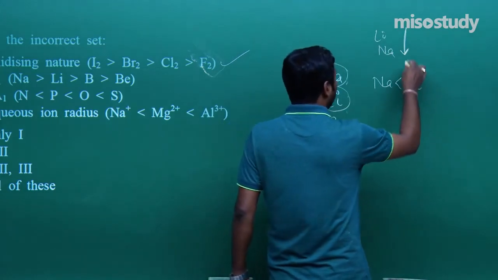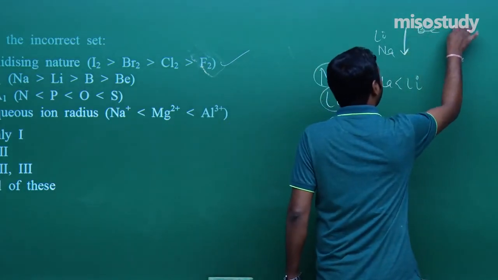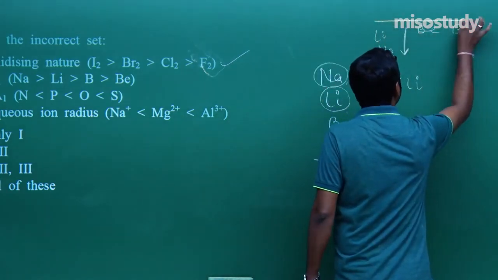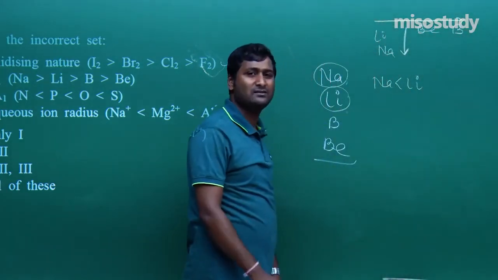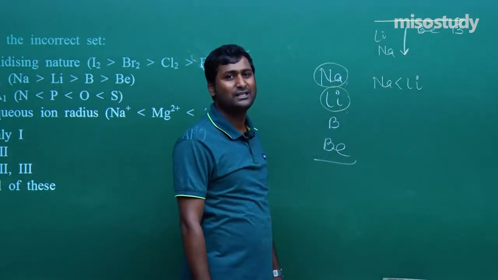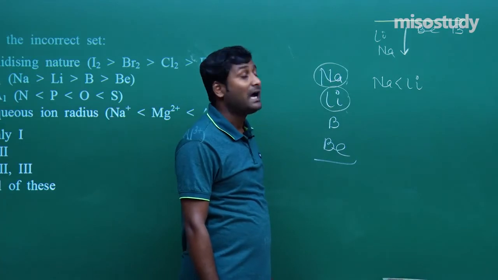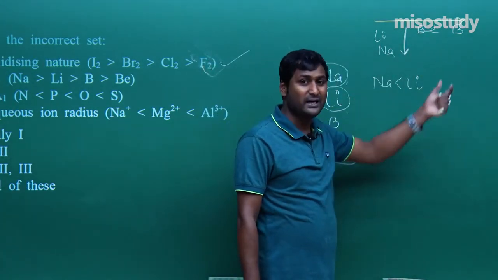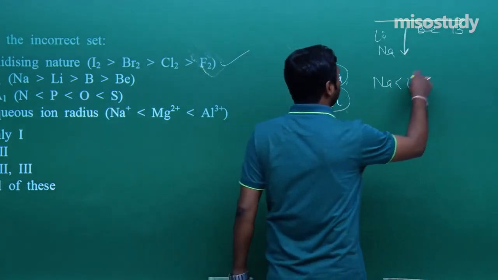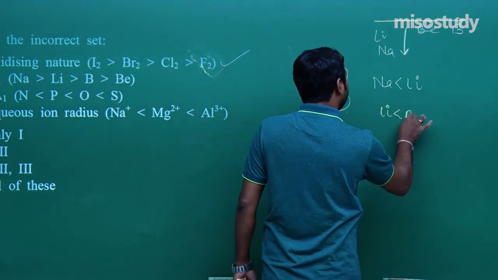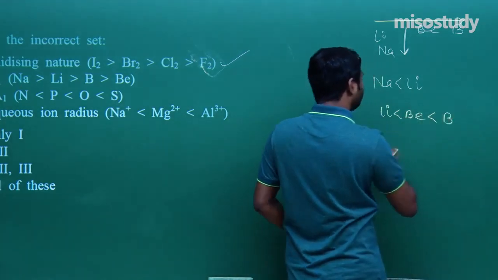Now if I talk about lithium, beryllium and boron, as we know, if we move along the period, then there is less tendency to release an electron. So ionization energy increases, because size also decreases. But here there is a contradiction. There should be the order lithium, beryllium and boron.